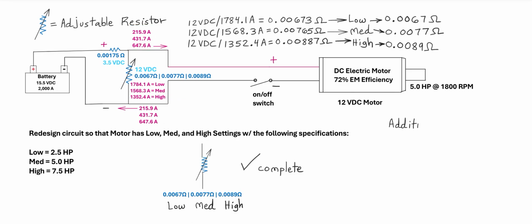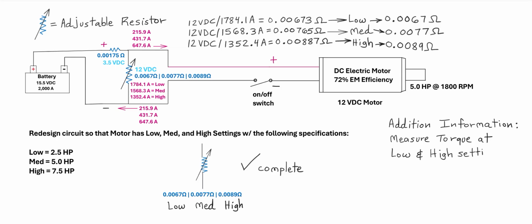And then additional information is, if you're interested in the RPM accrued at these different horsepower settings, you can simply measure the torque at low and high because we already have the medium RPM value. So measure torque at low and high settings, then use the brake horsepower equation to solve for low and high RPMs.